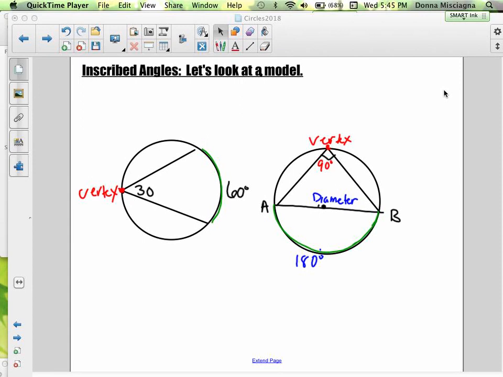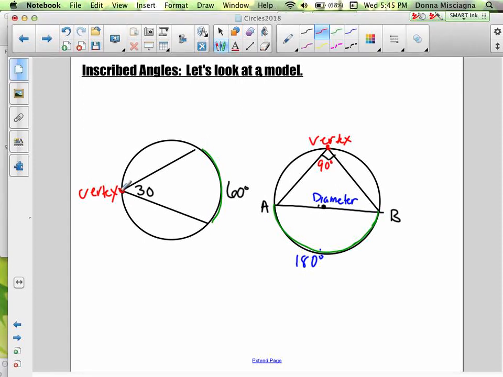Let's see, in the first one I notice that we have an angle whose vertex is on the circle. Here's the angle, so if I follow the angle out to the circle, I see that that green arc is the intercepted arc for that angle. I also notice that that arc is 60 degrees and the angle is 30 degrees. Well, that seems like that arc is twice as big as the angle.